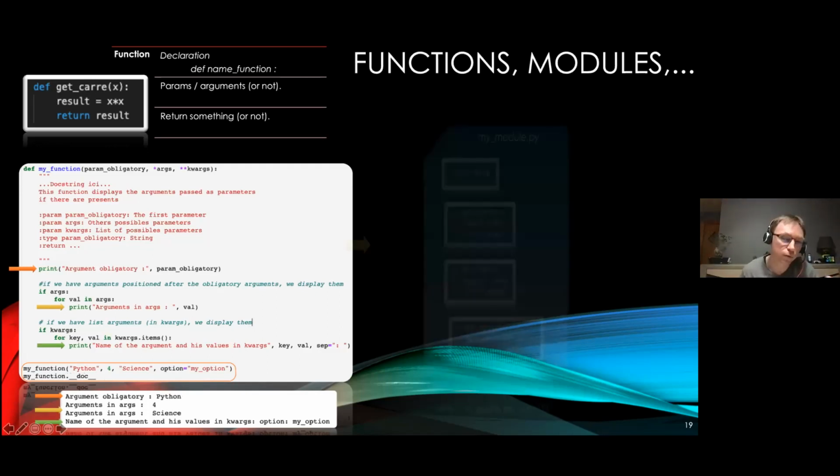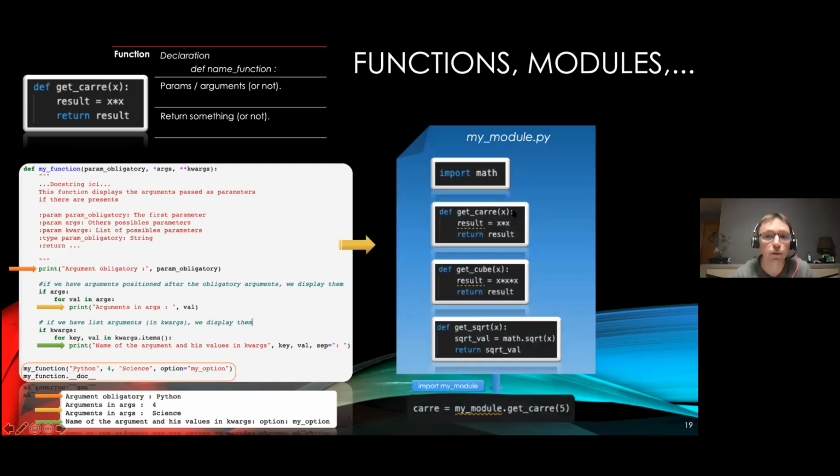If we take this function, our function get query here, I can create another function get cube, and the return will be the cube of x, and another function get square root, and it returns me the square root value of a parameter. Here I use a math library module. I import it. I can use math directly, but for the example, I import it. And if I put all these functions in a file, I call my file mymodule.py, and another script.